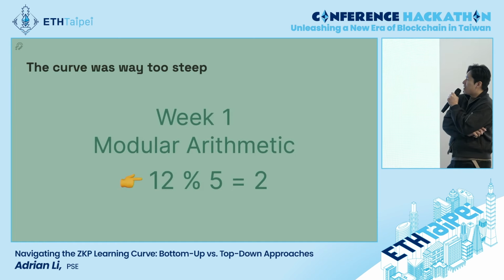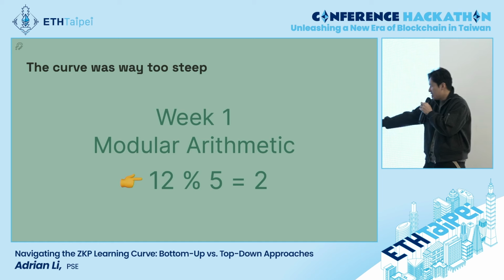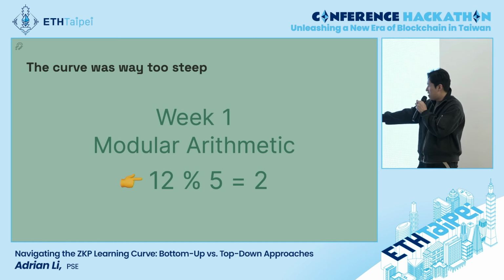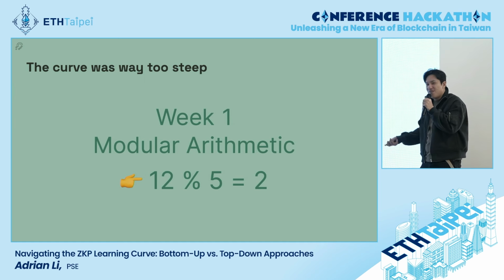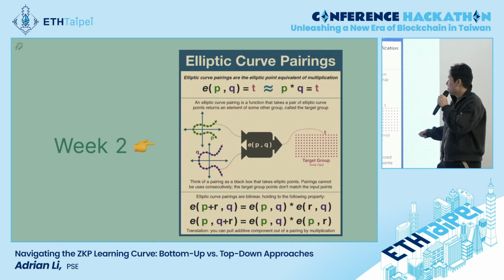Well, I think one of the biggest pieces of feedback we had on our curriculum was that the learning curve was just way too steep. Week 1, we had this very simple thing here, 12 mod 5 equals 2. For those who don't know modular arithmetic, you can understand this very quickly. It's like 12 divided by 5. What's the remainder? It's 2. Okay, good. That's week 1, right? But what's week 2?